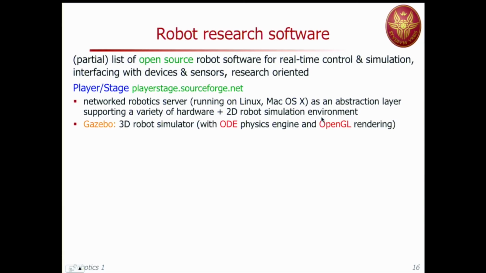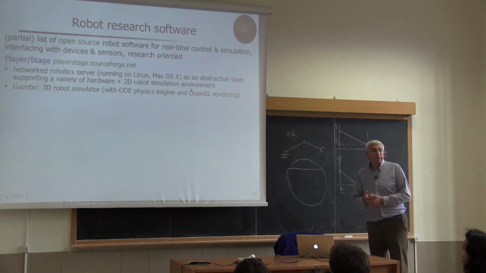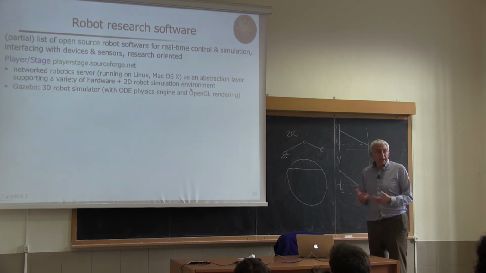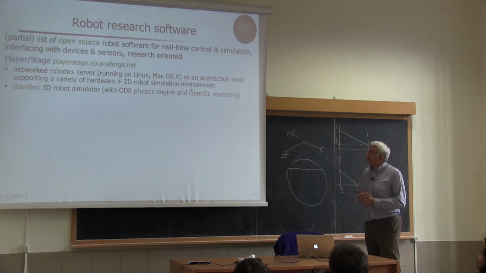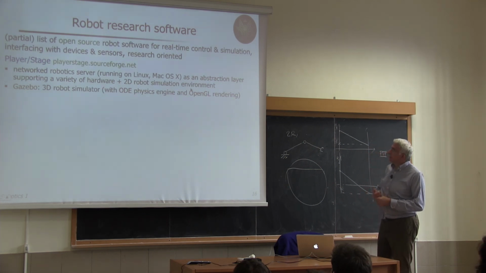Let me conclude with this. This is just a list of open source software that you may use, and you probably have already used some in other courses, that are relevant for robotics. And they are relevant both for real-time control, but also for simulation, for interfacing with robots, but also in general with other devices and sensors. Most of these are research-oriented. It's an open community, and typically this is an academic community, but the quality, I would say, of these objects is really excellent, and they are relatively easy to use.